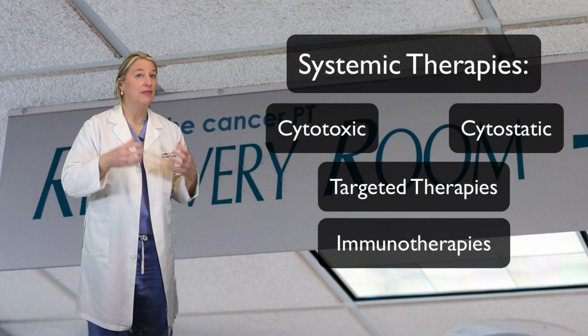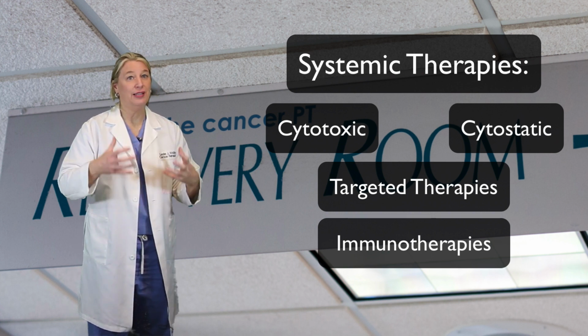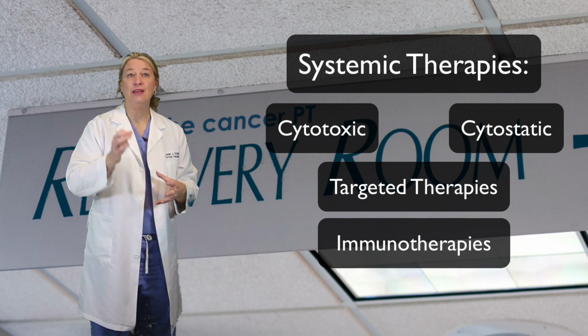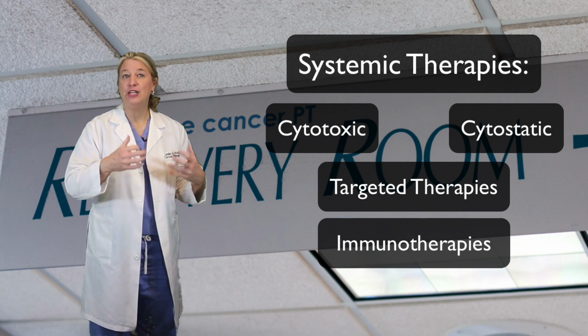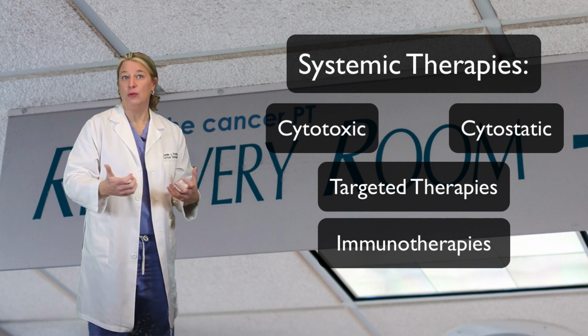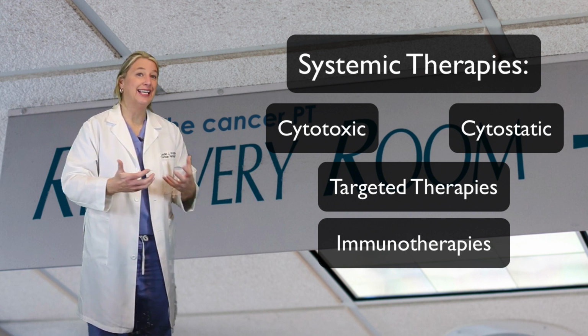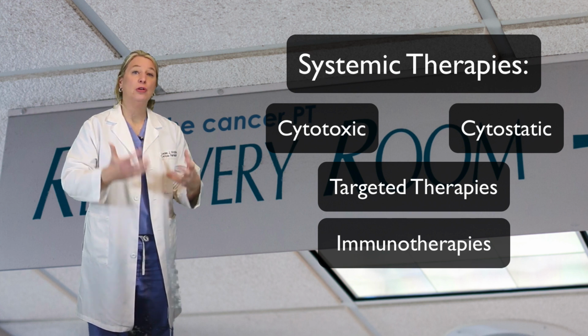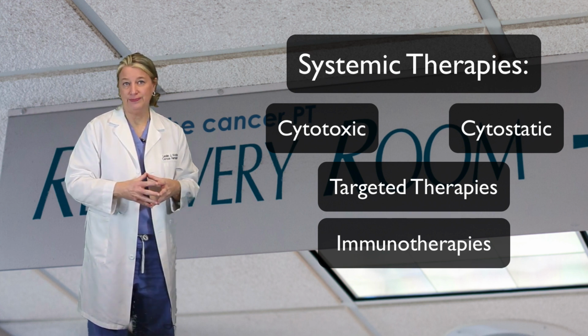Common examples of cytostatic targeted therapy drugs include Avastin, which limits a tumor's ability to grow more blood supply, and Herceptin, which is a drug that limits signaling inside the cells of HER2-positive breast cancers.